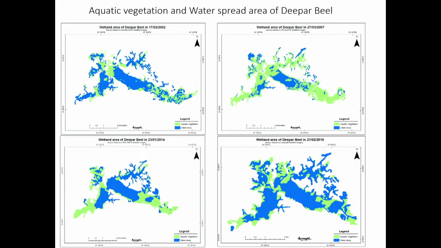But we found that it has maintained a long-term average of 8 to 9 square kilometers in the winter. This is a question that has been asked by government many times. We have given an answer. It has maintained an average water spread area of 8 to 9 square kilometers in the lean season for a long time, say for 20-25 years.